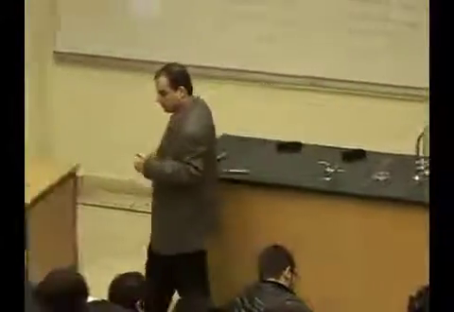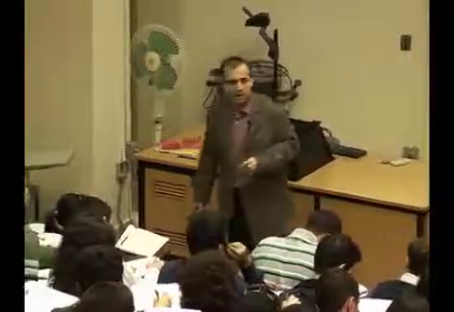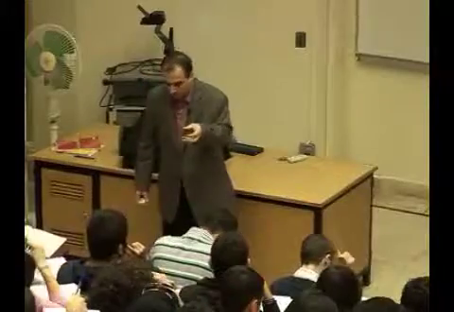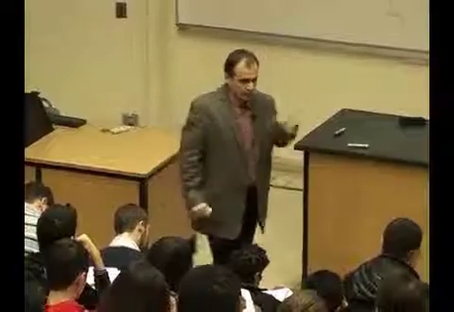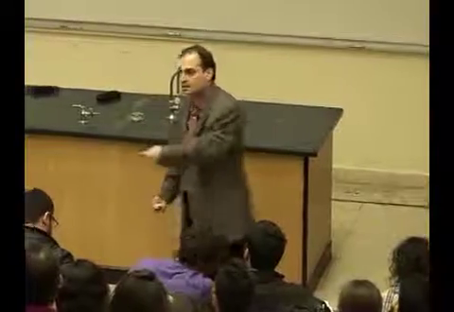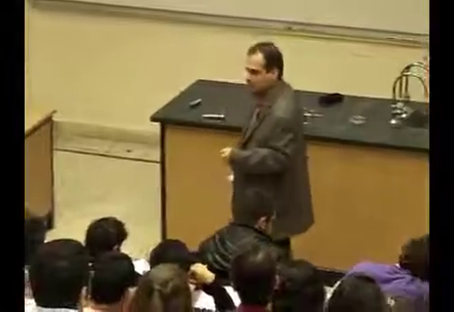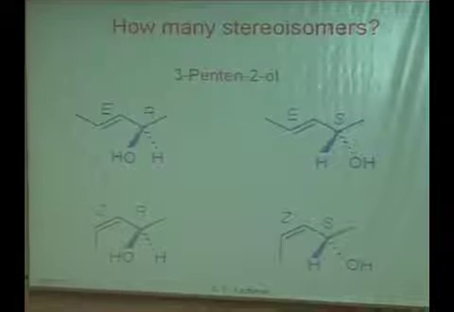But the fact that a chiral center can be either S or R, and a double bond can be either Z or E, cis or trans, means you can incorporate the double bond in this. So if you have a double bond and one chiral center, the maximum number of stereoisomers that you can have is 4. Because the double bond can be either cis or trans, Z or E, and the chiral center can be S or R. For instance, if you are looking at 3-penten-2-ol, you can have the ER or the ES, you have the ZR or the ZS.